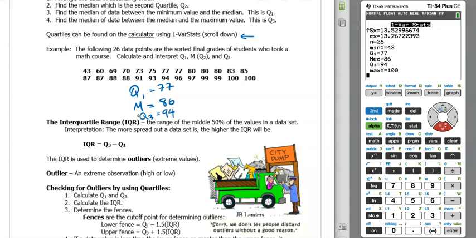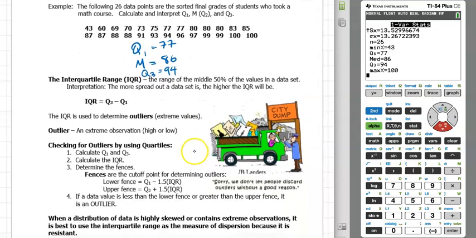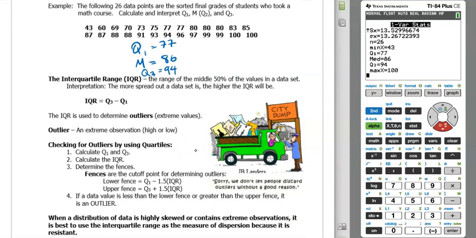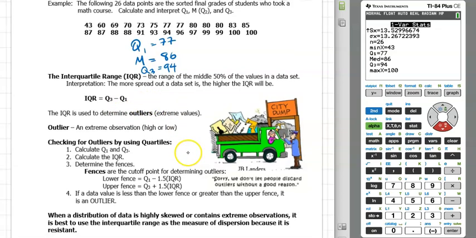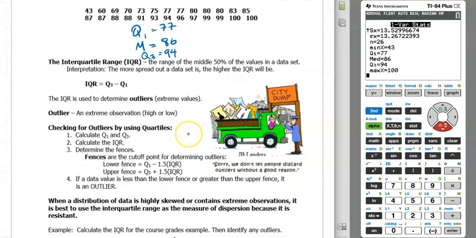Now using these quartiles, we're able to come up with another measure of spread called the interquartile range. It's just the difference between quartile 3 and quartile 1. Something nice about the interquartile range is that it is a resistant measure of spread. We have not seen one of those before, because the range, standard deviation, and variance are all not resistant. But the interquartile range is resistant, and we're going to use it to determine what data values should be considered outliers.